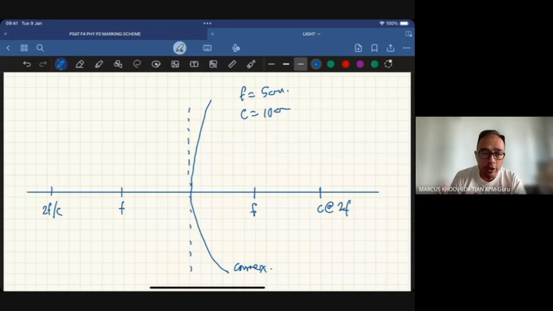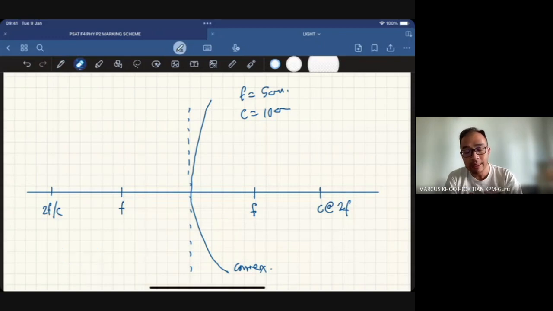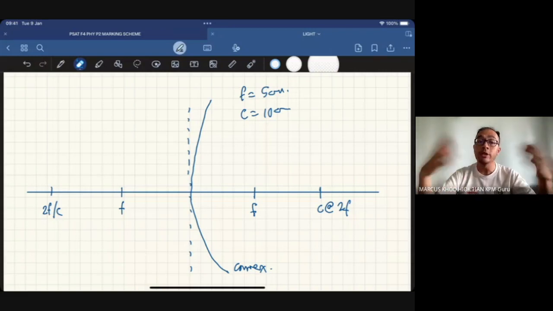Good news about convex is you can put the object anywhere. You can put the object here, here, or here, and you get the same answer. It's always a virtual upright image. But again, the point is, let's say you want to practice this and you don't know where to start. I suggest that you draw this template. Draw the axis, draw the kind of mirror that you want to use. If it is convex, convex. If it's concave, concave. Set your F and 2F and then draw.